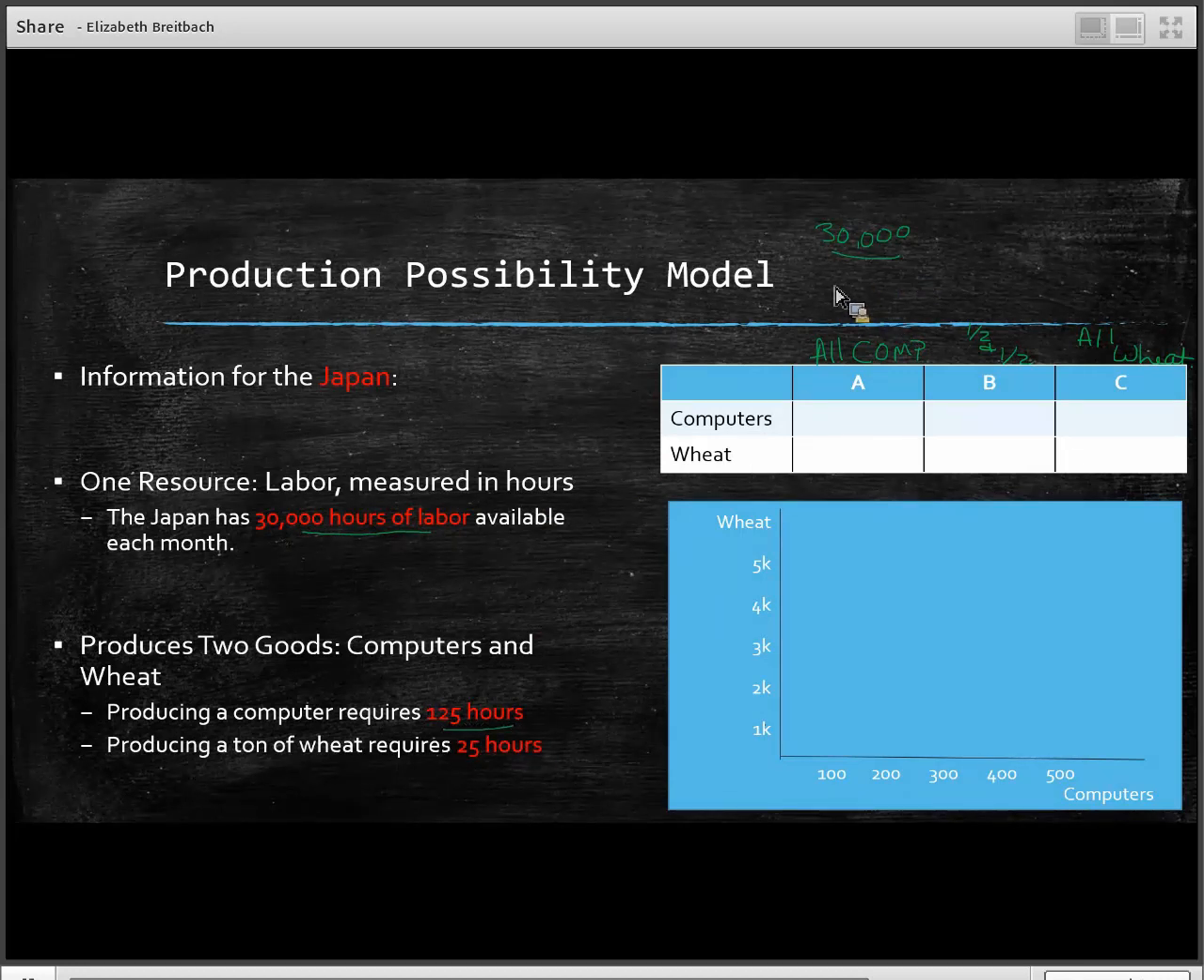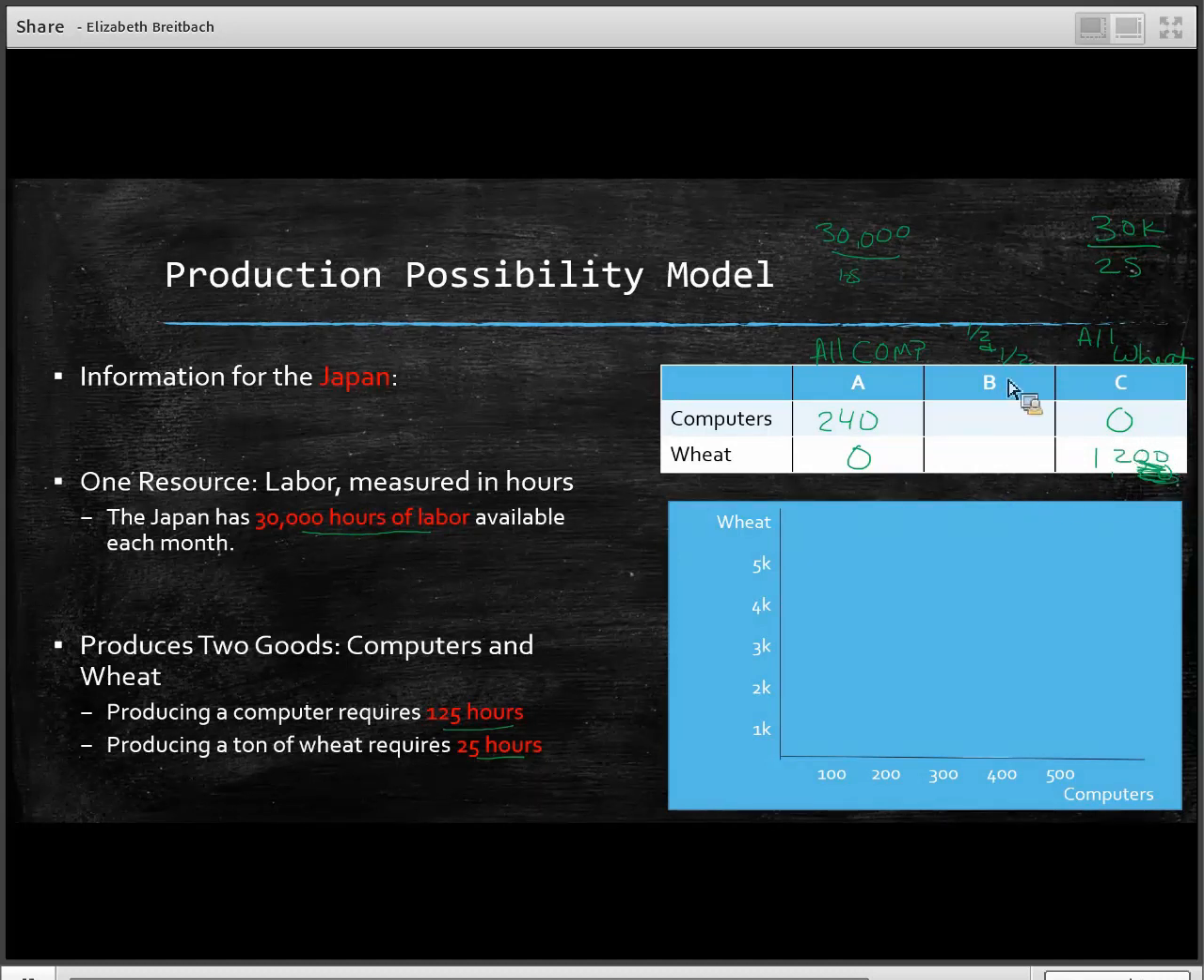So when we take our 30,000 and we divide it by 125, we get 240 computers. So if we spend all of our time producing computers, we can produce 240 computers and no wheat. Okay, on the other side, if we decide to produce all wheat, we can take our 30,000 hours of labor, and I'm just going to put 30K, and we're going to divide that by 25 because it takes them 25 hours to produce 1 ton of wheat. So if we spend all of our time producing wheat, we can produce no computers, and we can produce 1,200 tons of wheat.